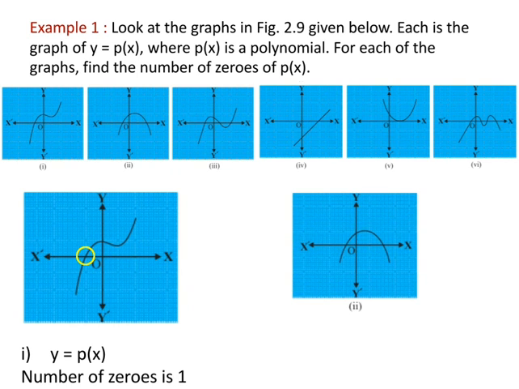Second graph. The graph intersects the x-axis at 2 points, 1 2. So the number of zeros is 2.